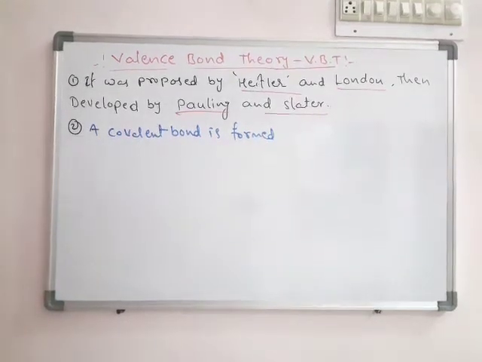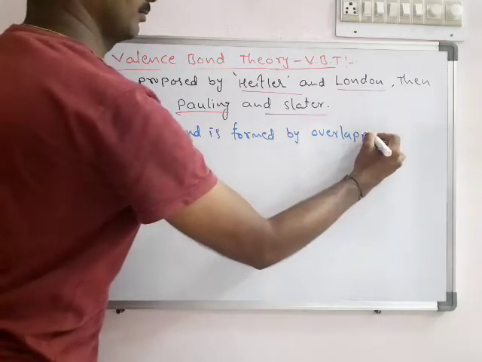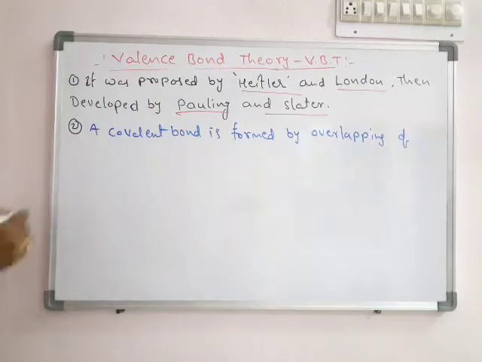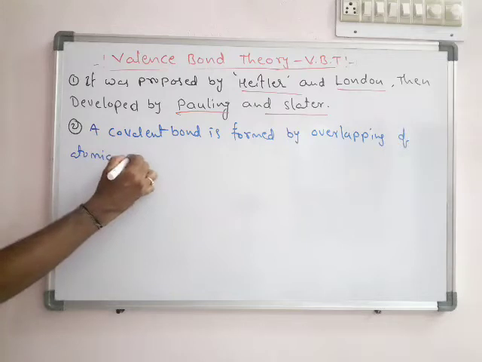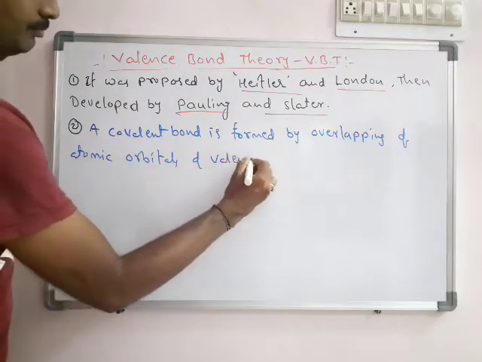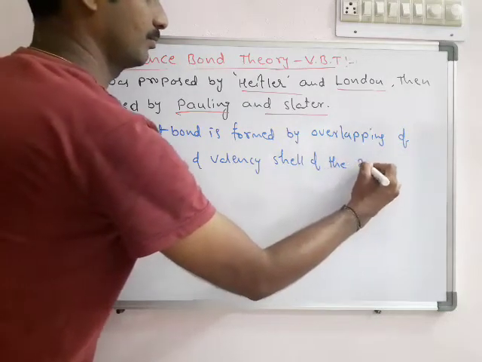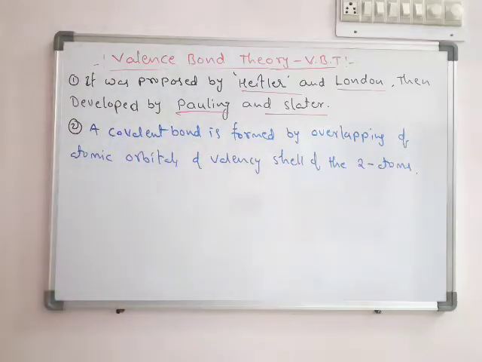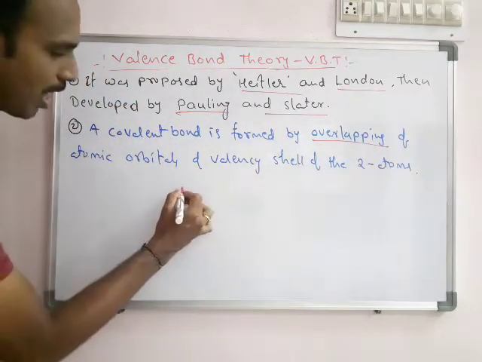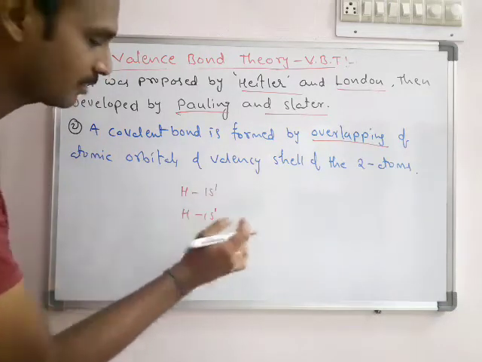A covalent bond is formed by overlapping of atomic orbitals of the valency shell of the two atoms, which contain the electrons. Here the new concept is overlapping. For example, take hydrogen 1s1. There are separate examples, but to explain this point I am taking this example now.